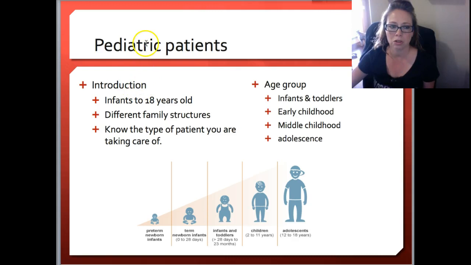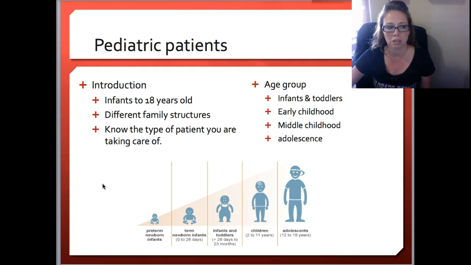Your introduction to your pediatric patients, they're going to go over the age categories. Of course, I do have it broken down in this little nice picture. There's infants, toddlers, early childhood, middle childhood, and then adolescence, okay? So make sure you know your age categories, so you can take care of your patient and their family to your best ability.